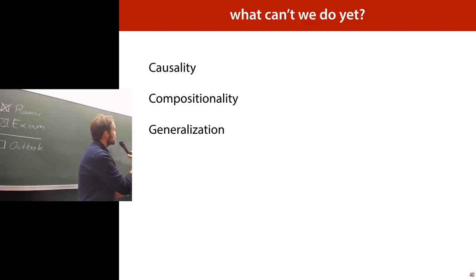Causality, compositionality, and generalization. These are the main things. We have very impressive machine learning models now that can do very impressive things, like generate human faces and win Go and play StarCraft. But these are the things that all these modern machine learning methods in general struggle with.